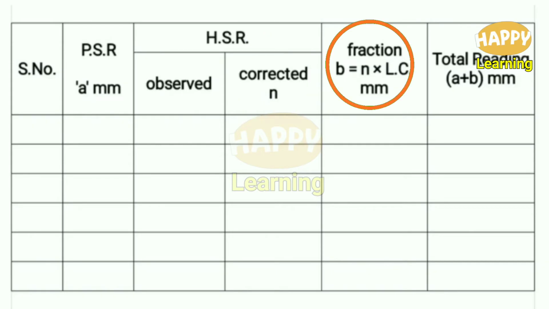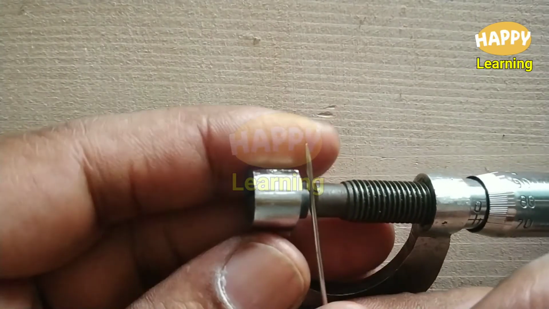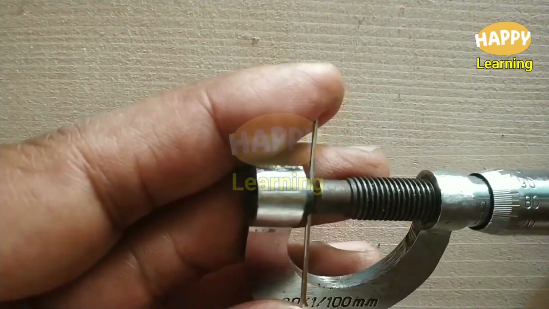Then fraction B equal to n into LC. It will be in millimeters. Fraction B equal to corrected head scale reading n into least count, it will be in millimeters. Then total reading will be A plus B. Pitch scale reading A, fraction value B. Together on addition, you will get the total reading A plus B and the unit will be millimeter. The wire whose diameter is to be noted is fixed between the two shafts of the screw gauge.